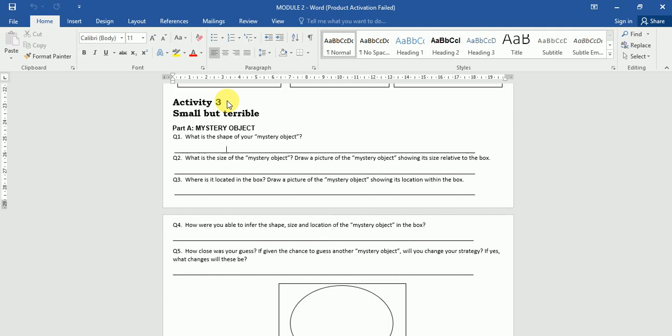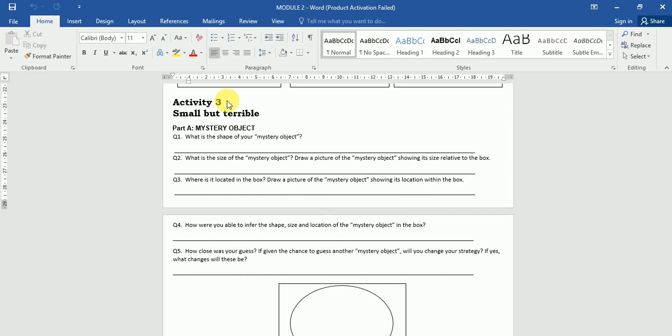Question number 1, after conducting the activity a while ago: what is the shape of your mystery object? If you saw my drawing, that is the answer. Question number 2, what is the size of the mystery object?